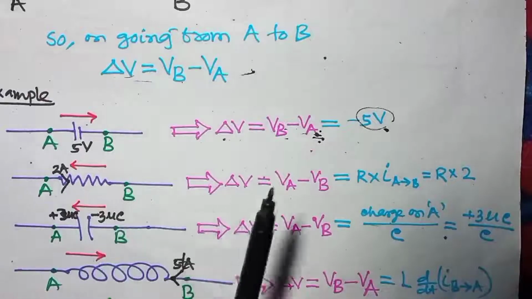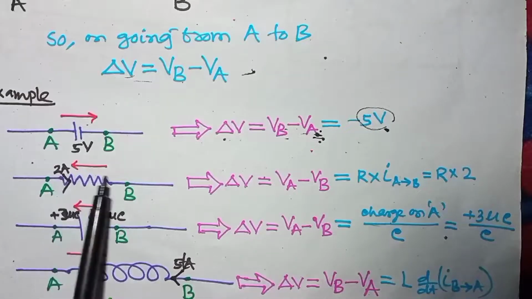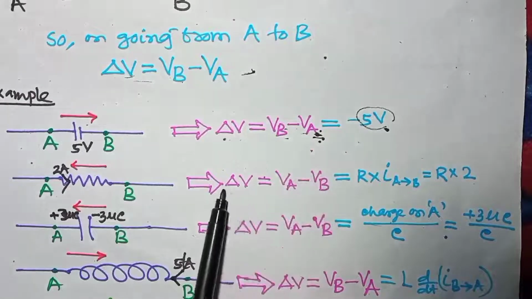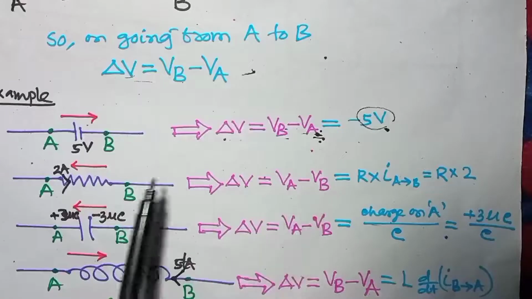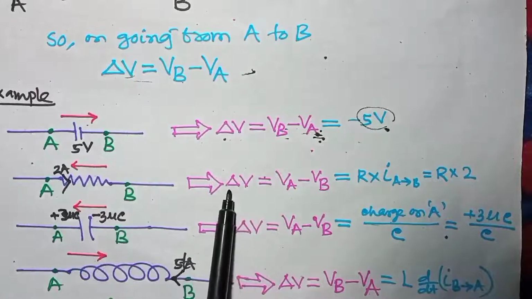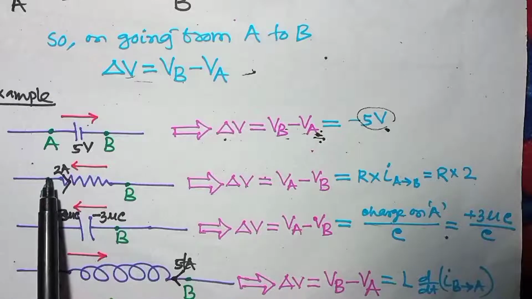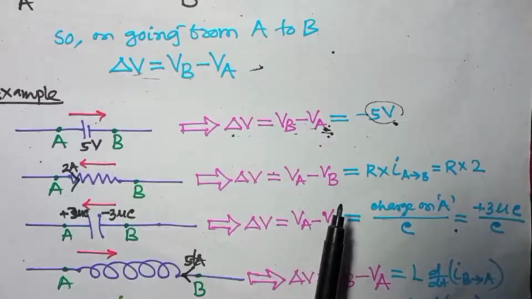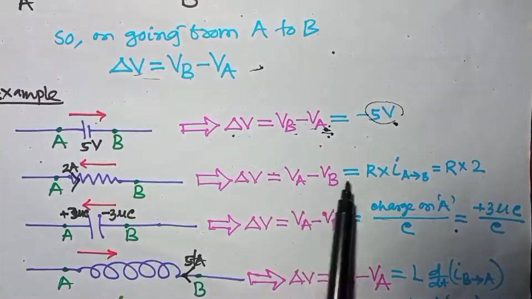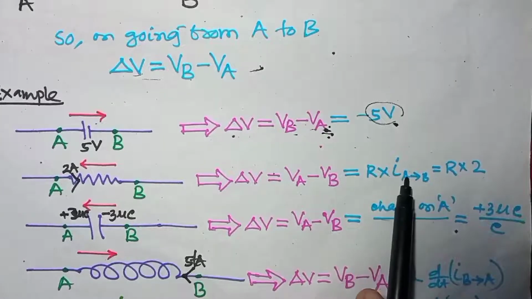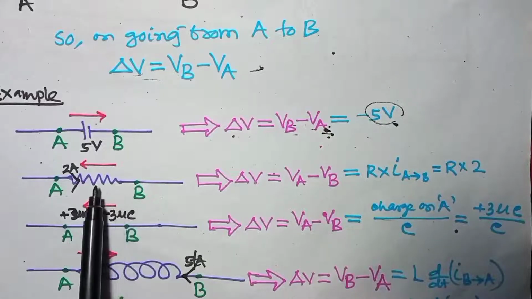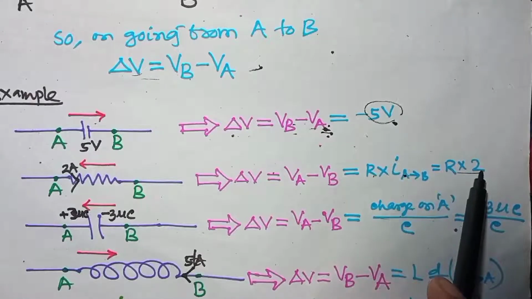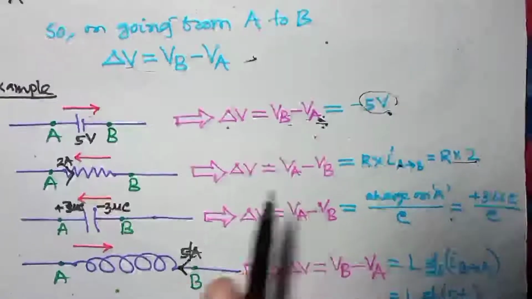Here it is a resistor and a current 2 ampere is flowing in this direction, but we are moving in this direction. So our del V will be VA minus VB, as we are moving from B to A, so our change in potential or del V will be VA minus VB. But we know that VA minus VB is nothing but R into current which is flowing from A to B. So the current which is flowing from A to B is nothing but 2 ampere, so it will be R into 2 ampere, so it will be 2R. Okay.